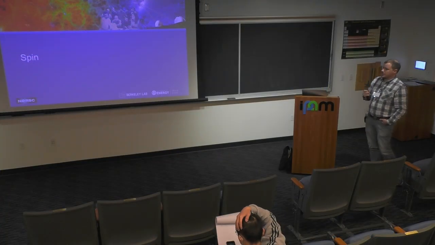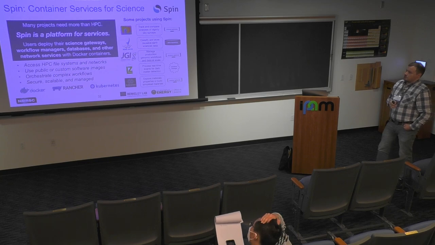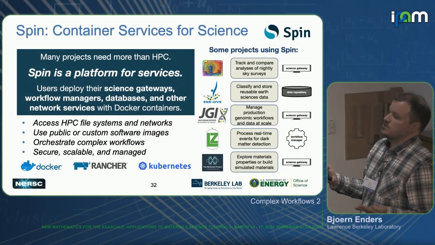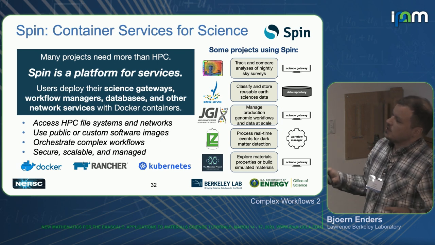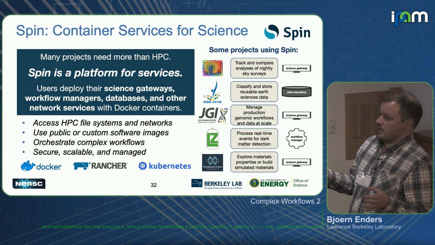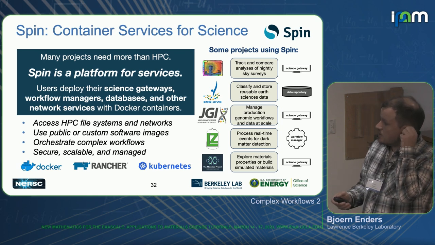All right, so the next thing I'm going to talk about is Spin. Spin is our platform for services, and it might not be so relevant for you, but a lot of our users actually need more than HPC. They need to collect state, they need to have some persistent services, some web UI to track the status of their jobs, or to manage the data that they have in there, or essentially just to manage everything they do, right? And then they build these apps. It can be a workflow manager, science gateways, anything, and they want this service to be up all the time, and want their users to primarily interact with the service and not really interact with NERSC underneath.